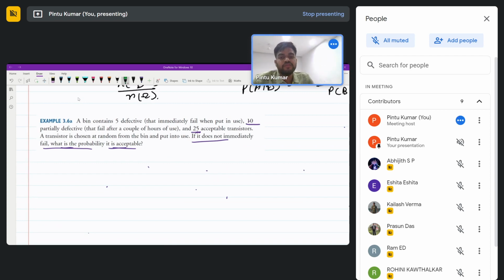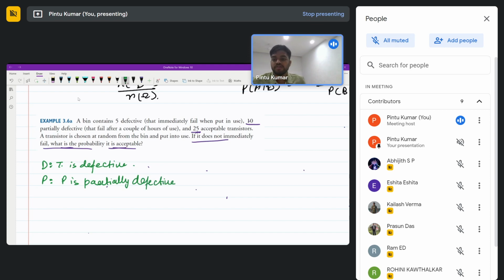A bin contains 5 defective transistors that will fuse or fail immediately after being put in use, 10 partially defective transistors that will fail after a couple of hours of use, and 25 acceptable transistors. If a transistor is chosen at random and put into use, if it does not fail immediately, what is the probability that it is acceptable? So let's say you define 3 events. First event is that your transistor is defective. Second is that your transistor is partially defective. And the last one is that it is an acceptable transistor.